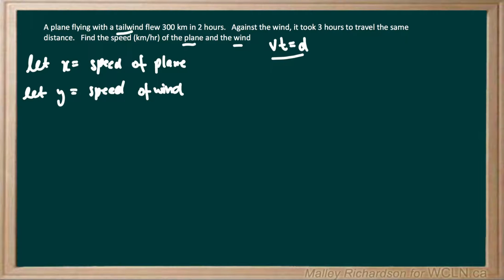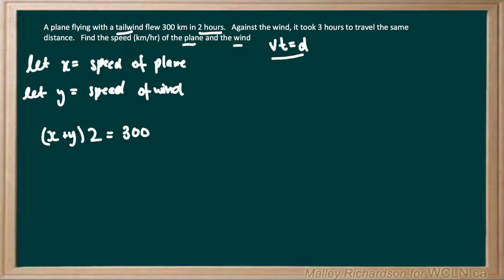Because we have our plane, we're going to have the speed of the plane plus the speed of the wind, because the tailwind is helping the speed of the plane. So we're going to have x plus y, all as our speed, and we need to multiply that by t, which is our time. Our time is given to be 2 hours, so we'll multiply the speed by 2 to give us our total distance d of 300 kilometers. So now we have our first equation: x plus y multiplied by 2 gives us 300.